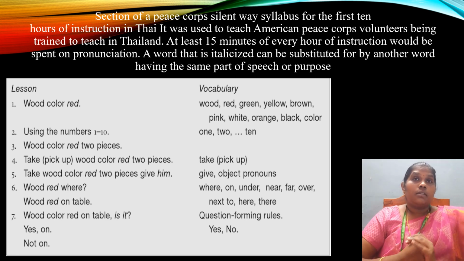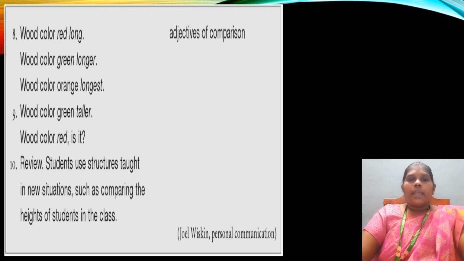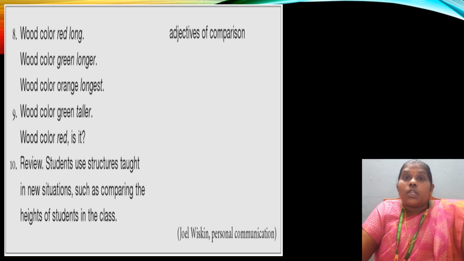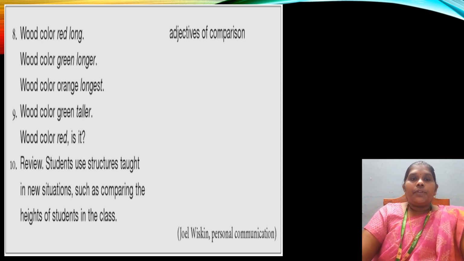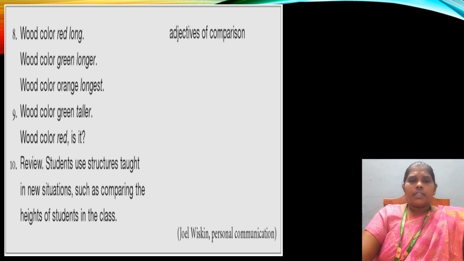Next we are coming to the question and answer forming, yes or no questions. Yes, wood color red is on the table. No, wood color red is not on the table, like that. And we go to the adjectives or comparison. Wood color red long, wood color green longer, wood color orange longest. So long, longer, longest. Remember you have to substitute even other words. Okay, and even the adjectives you have to change. And wood color green taller, wood color red is it like.